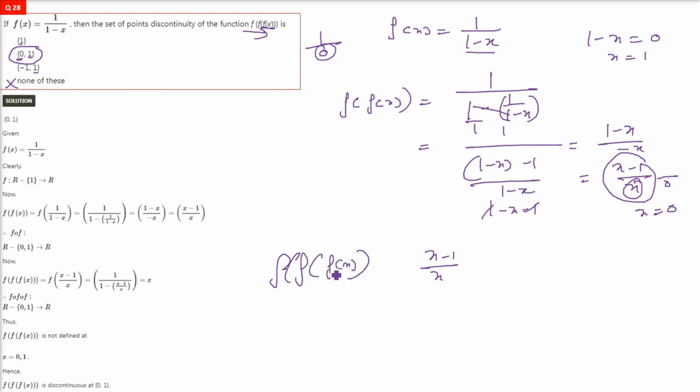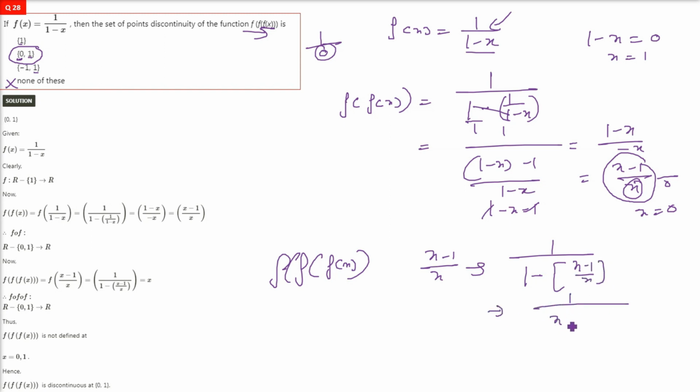So you have to go one more level. This x minus 1 by x has to be replaced in the place of x of 1 by 1 minus x. So let us replace it. 1 by 1 minus x. So in place of x, put x minus 1 by x. Okay. So what do you get?